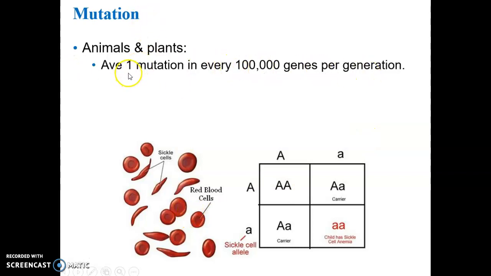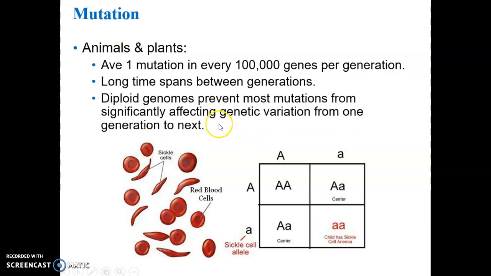So on average, we get one mutation for every 100,000 genes per generation. This, what's referred to as the background mutation rate, is fairly low. There's long spans between generations, right? Some animals don't reproduce until decades have passed. And diploid genomes prevent most mutations from significantly affecting genetic variation from one generation to the next, because since we are diploid organisms, if one of the alleles or genes is mutated, it could get masked, especially if it's a recessive allele.